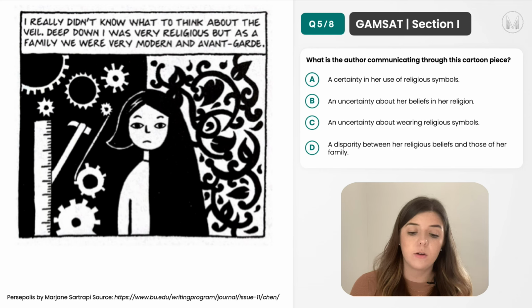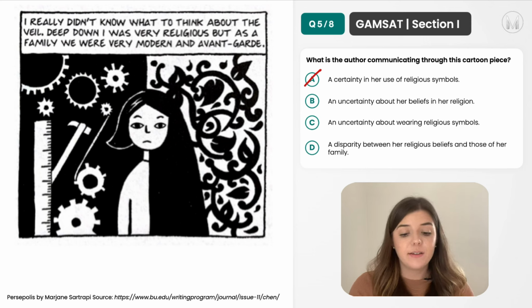What is the author communicating through this cartoon piece? Option A, a certainty in her use of religious symbols. That's the exact opposite to what we've just said. We get the feeling from the text and the fact that she is divided down the middle that she is not certain and she's actually having conflicting opinions about these. So we can rule out option A.